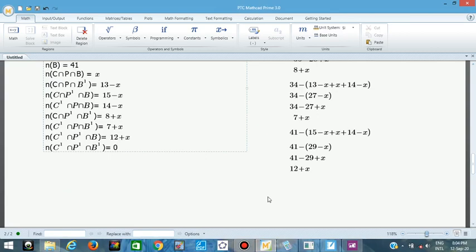So let me scroll up. So you now say, therefore, now this is part of your solution: x plus 13 minus x plus 15 minus x plus 14 minus x. You are just adding them, all these ones, you are just adding them down, plus 8 plus x.